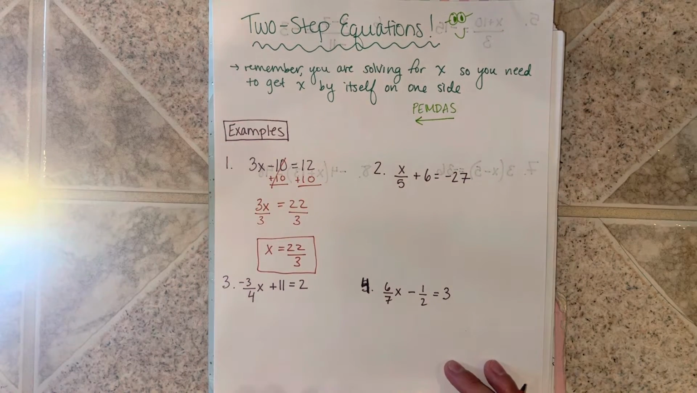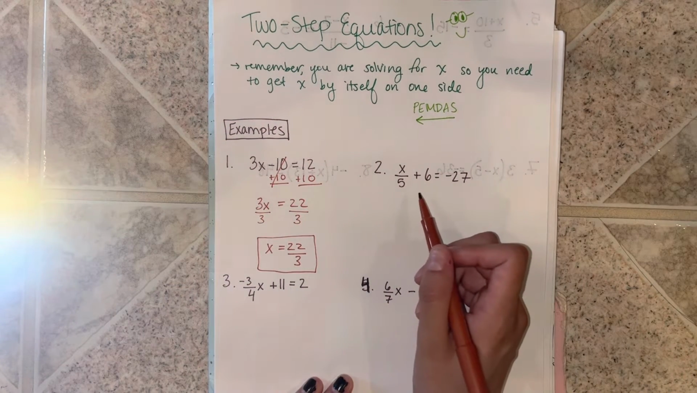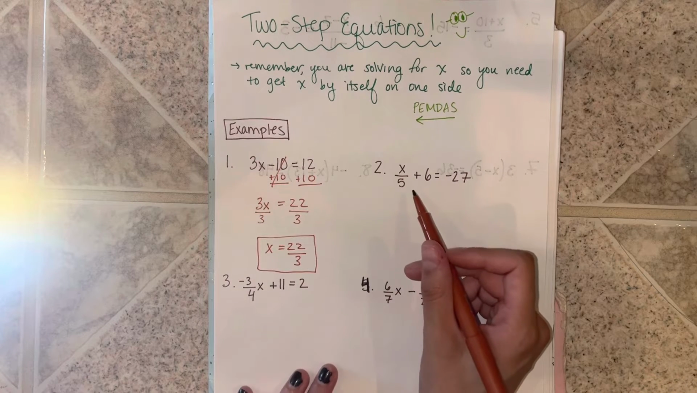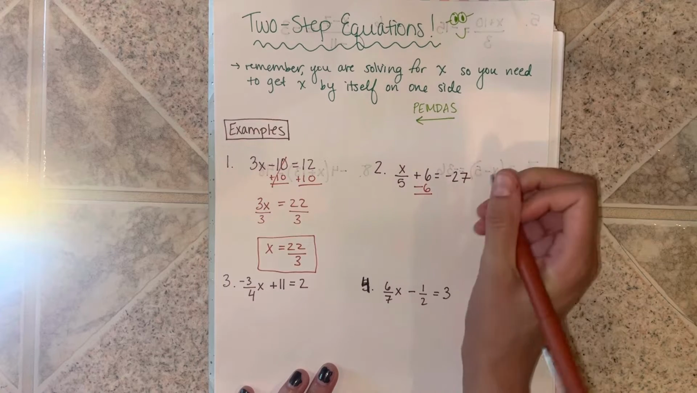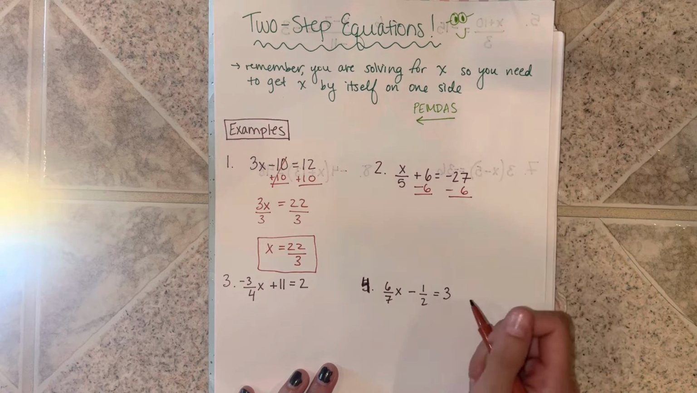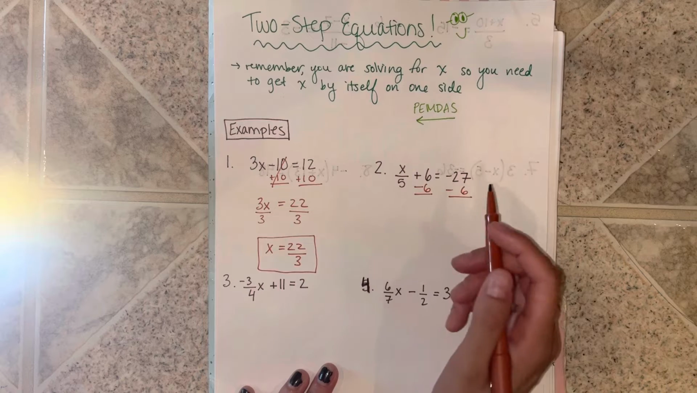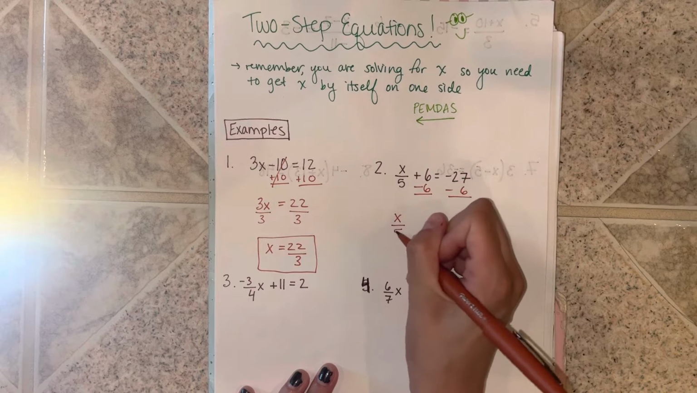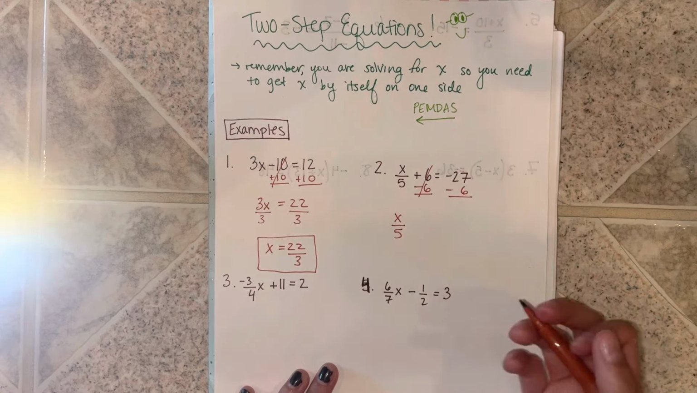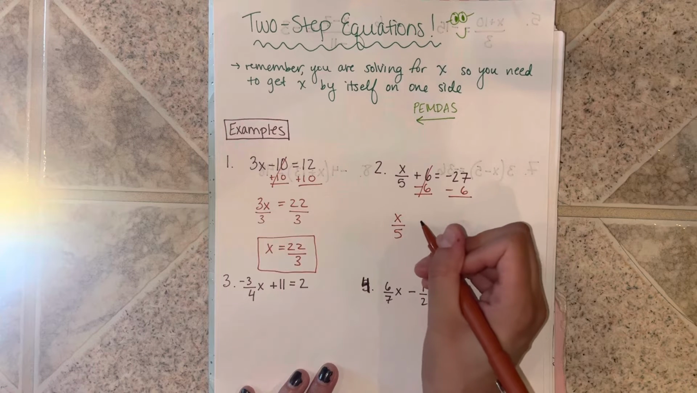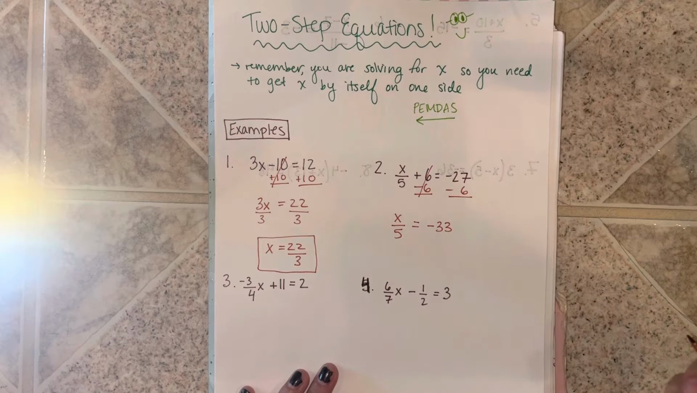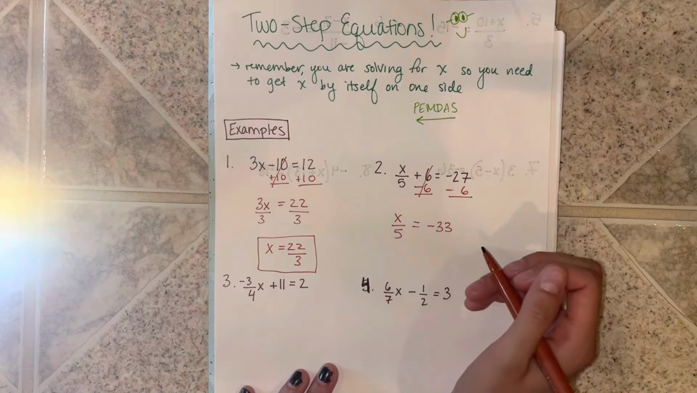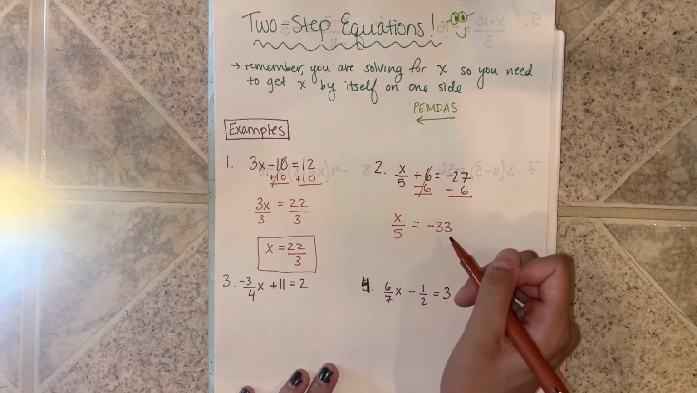Okay, so next one. This is the next one that we have. So here we have addition, so in order to move this to the other side, we need to subtract it. And remember, we have to do addition and subtraction first. So that cancels out to 0 on this side, so then we just have x divided by 5 is equal to negative 33. Okay, I did not make this easy on myself. Okay, so we have x divided by 5 is equal to negative 33.